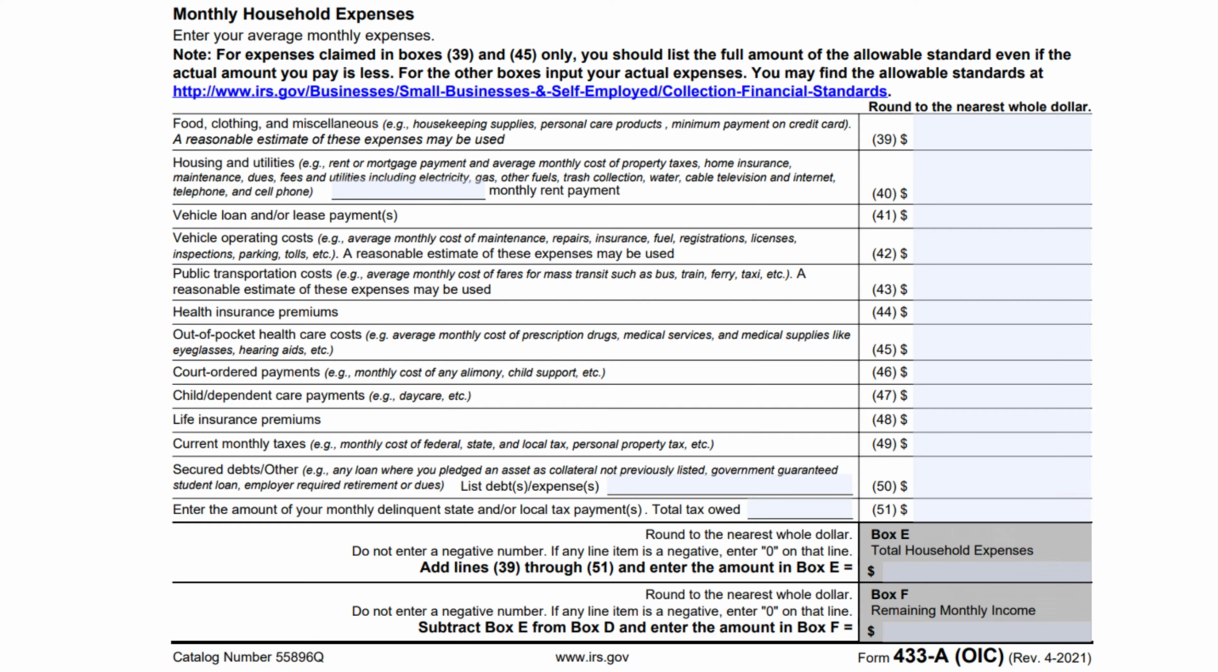All right, so those are the 2 national expenses, the national standard expenses and the national out-of-pocket healthcare expenses that are reported on lines 39 and 45 respectively of the form 433A OIC. For these expenses, like I said, you can deduct them against your gross income on the form, whether or not you actually incurred that much in expenses. If you want to take more, you've got to document it and have a good reason. So those are the national expenses.